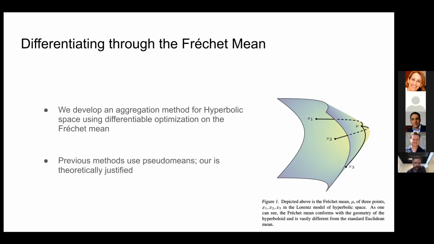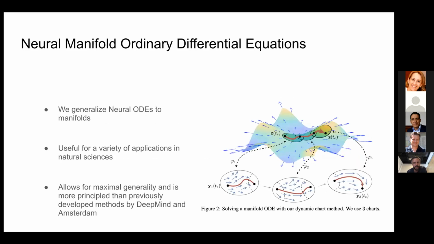At first, in the community, people were just approximating the necessary derivatives using pseudo means. But this group of undergrads said, why don't we do it the right way? And so they wrote a paper, which is essentially a mathematical study about differentiating through the Frechet mean, and actually got that into NeurIPS. And that turned out to be emblematic of the kind of work that these students continue to do.